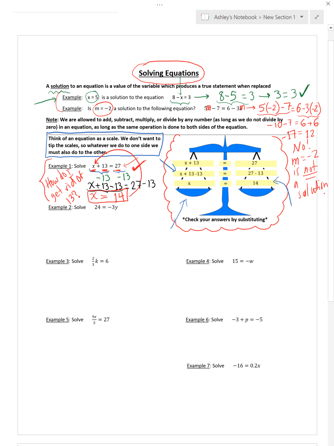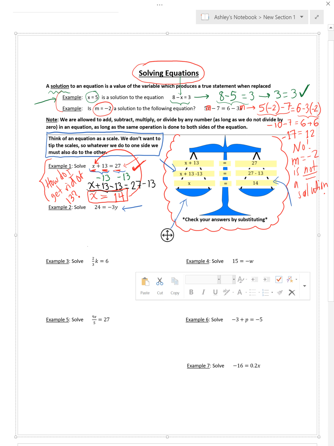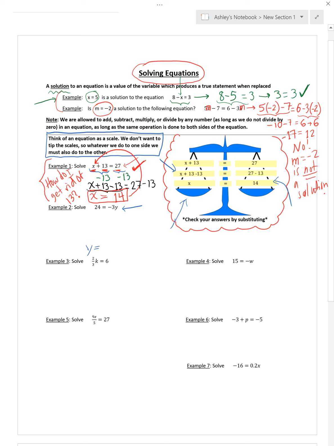Let's see. Here we want to solve for y. It doesn't say solve for y, but it's implied: whatever the variable is, you're trying to solve for that. So in the end, I'd want to see y equals something. Notice in this one I have y on the right side, so I'm more likely to see something equals y. But it doesn't really matter what side your variable ends up on, as long as it ends up by itself.